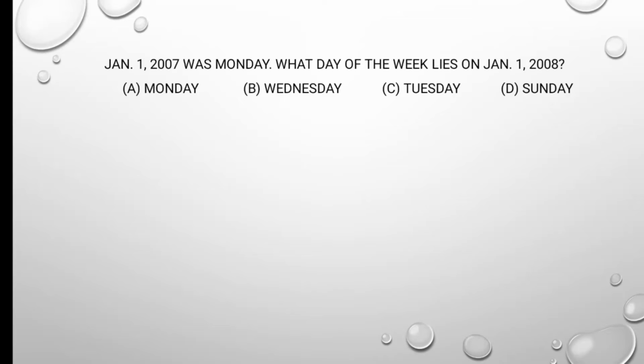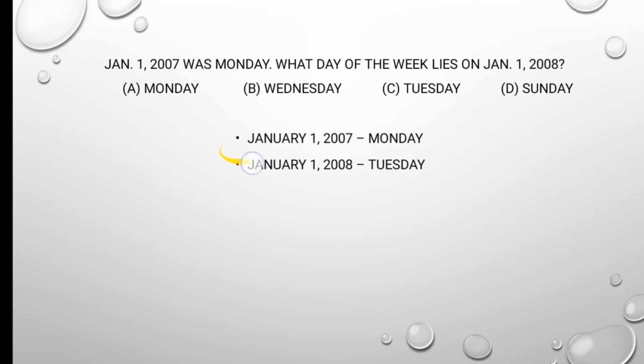Now in the question we are given 1st January 2007 was a Monday. Because 2007 was a Monday, the year after that will be what? A Tuesday. Because between these two dates, January 2007 and January 2008, there is no leap year. So the number of shifts or the number of odd days is 1. So we are shifting the day by 1. So after Monday, if I am talking about one odd day, I'll get Tuesday as the day. Here the answer is for January 2008, the day is Tuesday, that is option C.